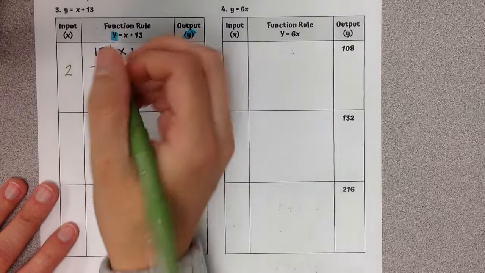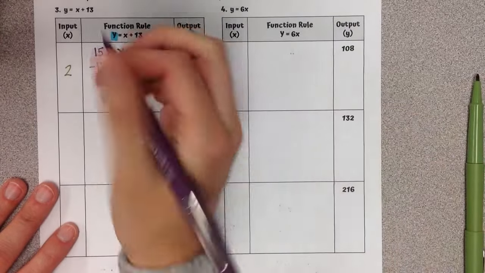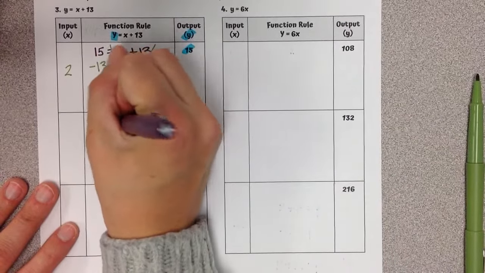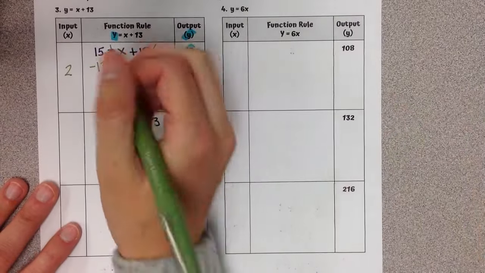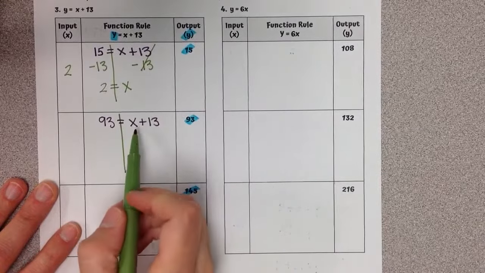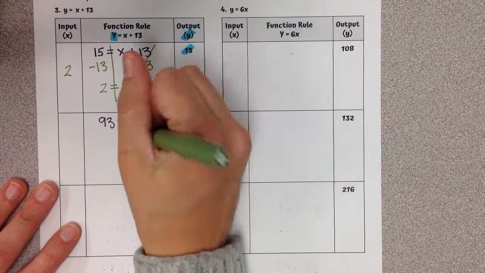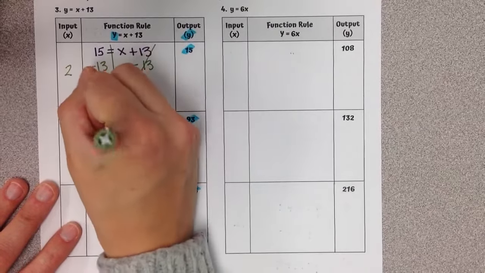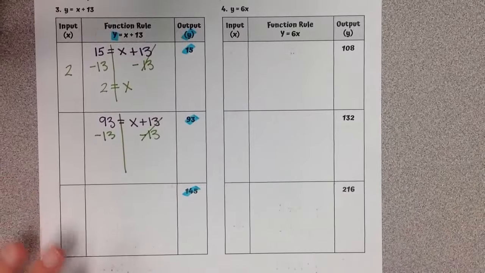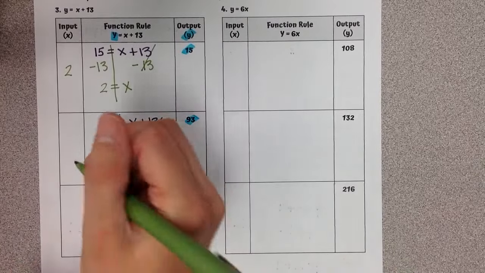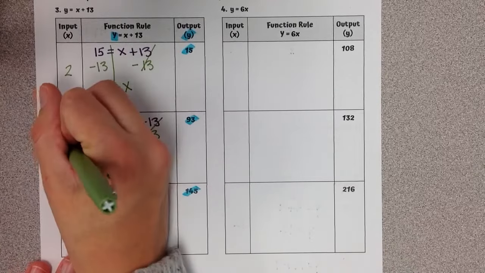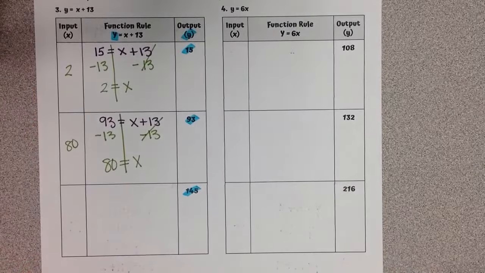All right, let's try the next one. If y is 93, again we're plugging in 93 for our y equals x plus 13. Draw a line down the equal sign because we're going to need to solve. We're adding 13, so the opposite would be to subtract 13 from both sides. On the right, we're left with x. On the left, 93 minus 13 is 80. So our input value would be 80.